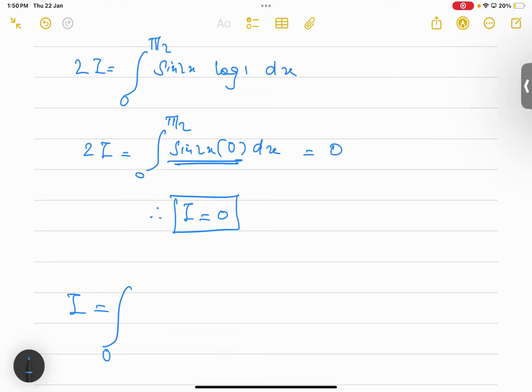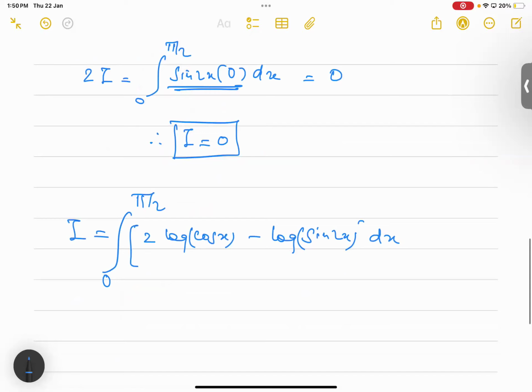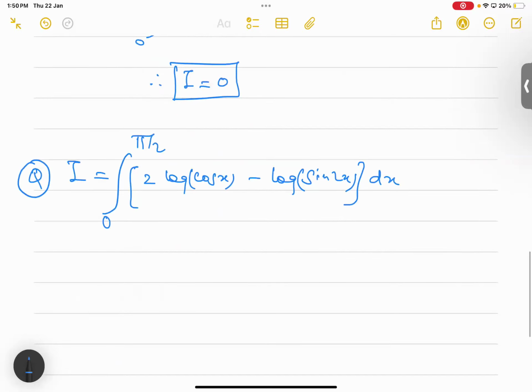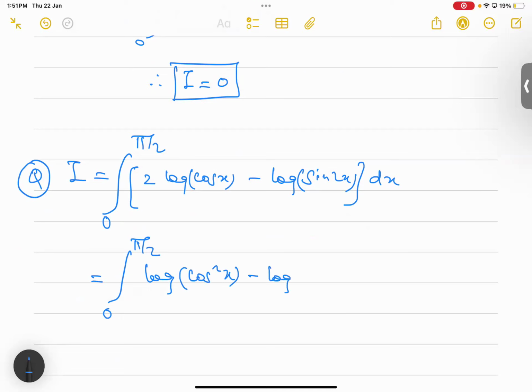Integration of 0 to pi by 2, 2 log cos x minus log sin 2x dx. This is the question. Now, before we apply that 0 to a property, we are going to do some manipulations. 2 log cos x can be written as log cos square x. 2 went in the power of cos, it became cos square. And sin 2x will be written as 2 sin x cos x.